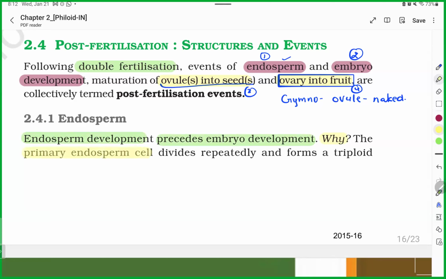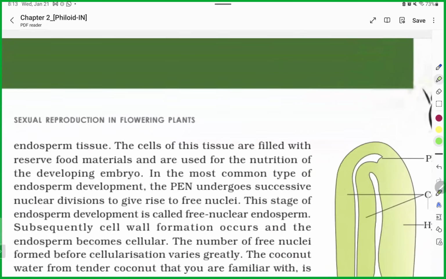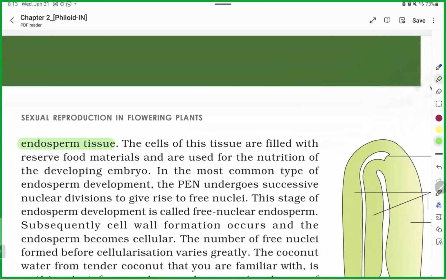Here, your endosperm cell. Chandana, what is the nature of endosperm cell? Haploid, diploid, triploid? It's a triploid. So these primary endosperm cell will divide and form the triploid structure. Okay, endosperm tissue. In these cell, because we said endosperm provide nutrition, it is filled with lot of reserve material, and this is responsible for the nutrition of the developing embryo.